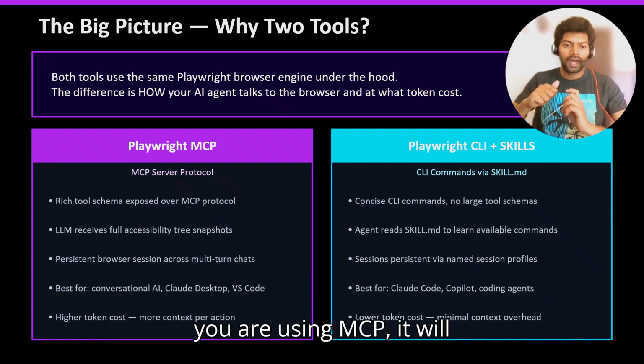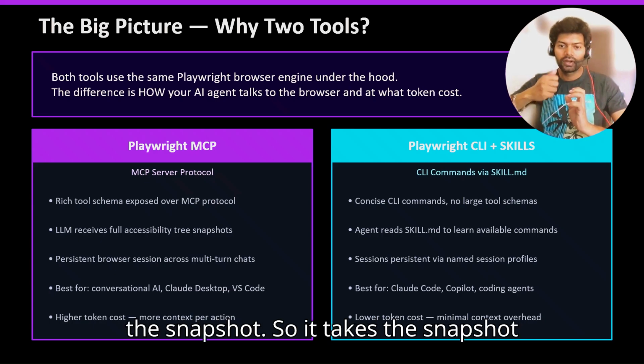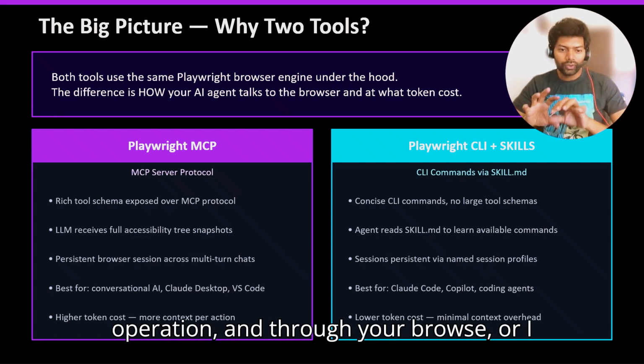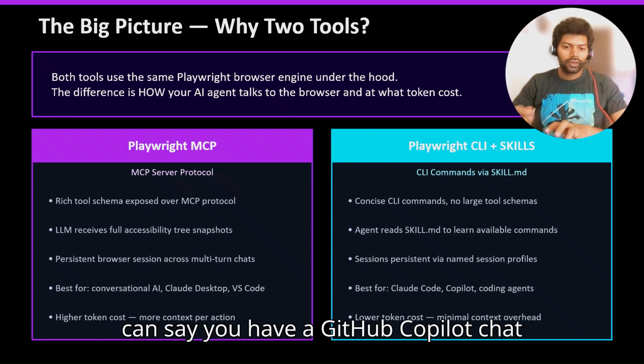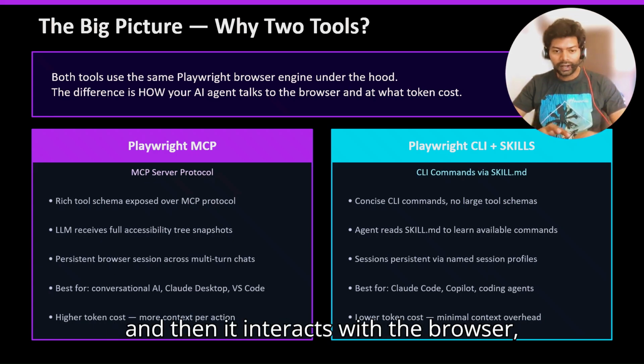So if you are using MCP, it will fetch every tree inside the snapshot. So it takes the snapshot. It will bring the complete hierarchy of your page, and then it performs the operation, and through your browser, or I can say you have a GitHub Copilot chat. From there you already have one session, and then it interacts with the browser.